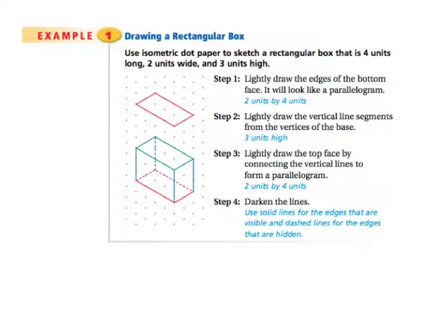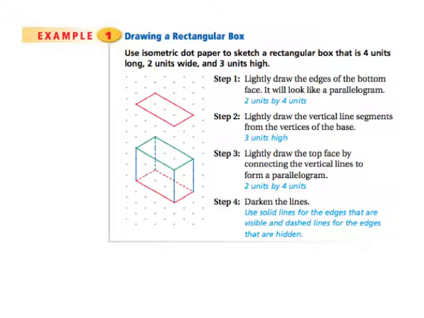So, example 1, we have to learn how to draw a rectangular box. It says use isometric dot paper, but that might not be available, so just try your best. Generally, it's not really important as long as you get the concept of it. I wouldn't worry too much about drawing a rectangular box.